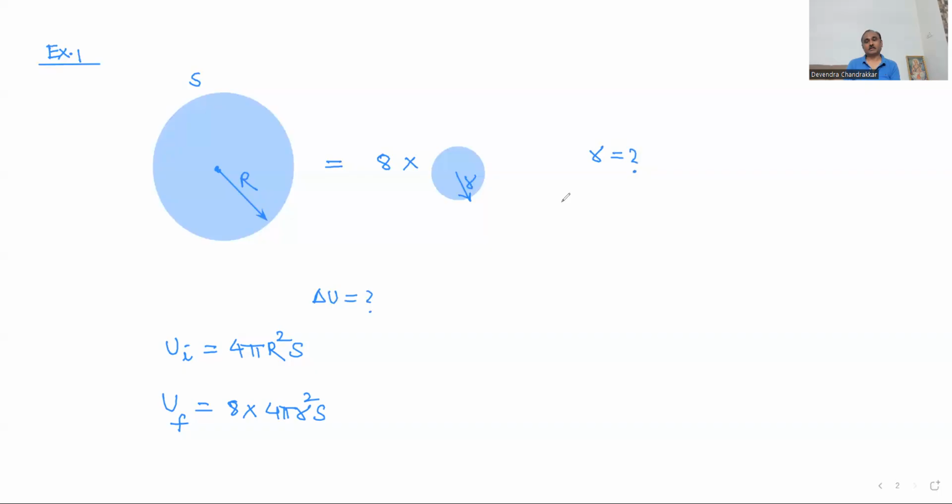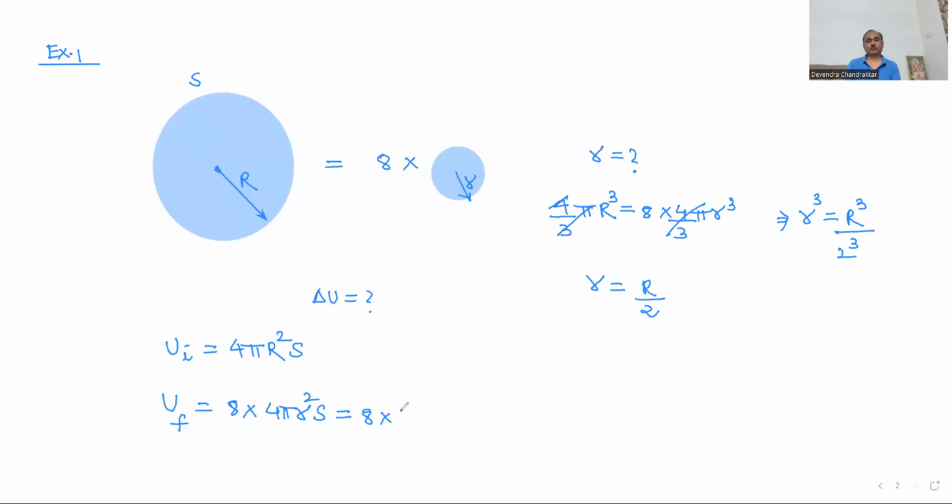Okay. Now this is equal to what? This is 4 by 3 pi r cube, which is equal to 8 into 4 by 3 pi r cube. So small r is equal to r by 2. You can solve it. 4 by 3 pi goes off. From here I get r cube is equal to r cube upon 2 cube. When you take the cube root of it, you get this.